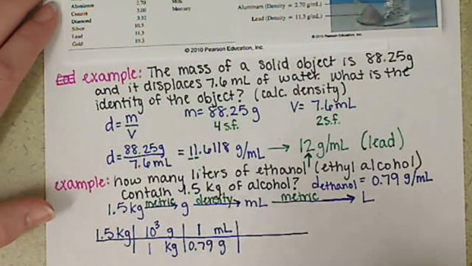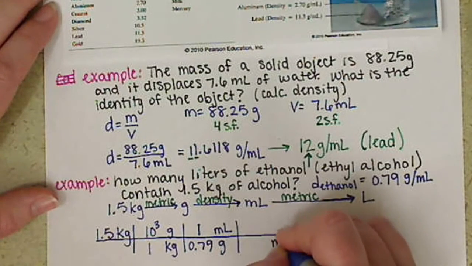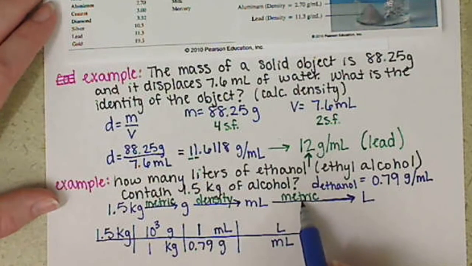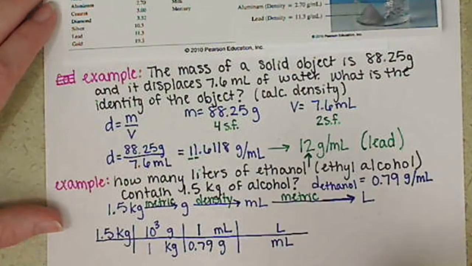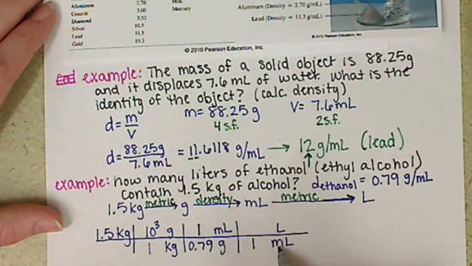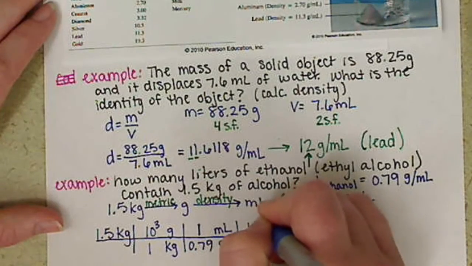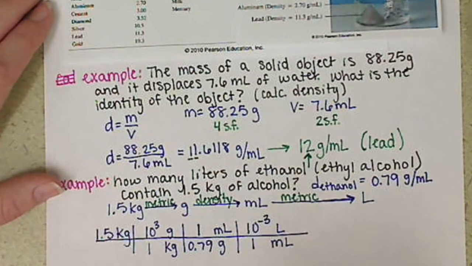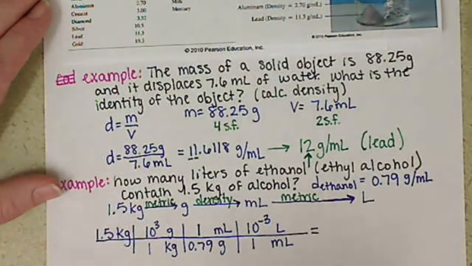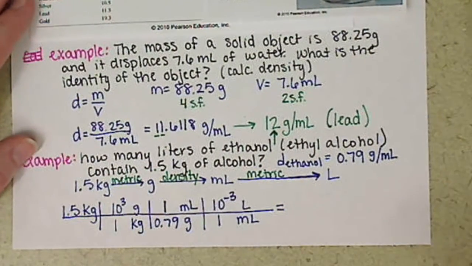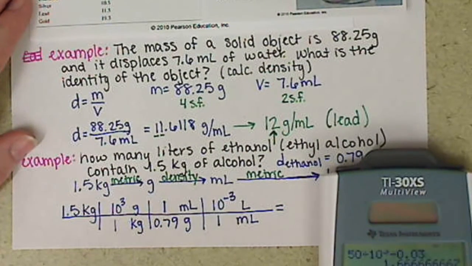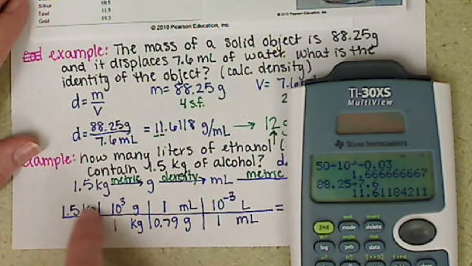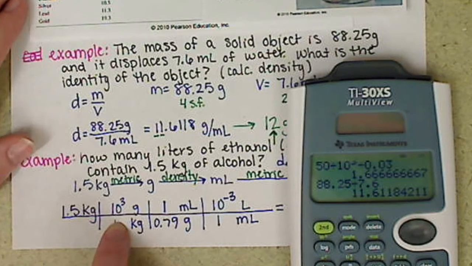Now our final conversion, we want to convert from milliliters to liters using our metric conversion. So our 1 goes with the prefix, so 1 milliliter. Milli means 10 to the negative 3, so we put that up top. And now we're ready to do our calculation. So, remember, I'm going to zigzag. I'm going to multiply across, divide down.